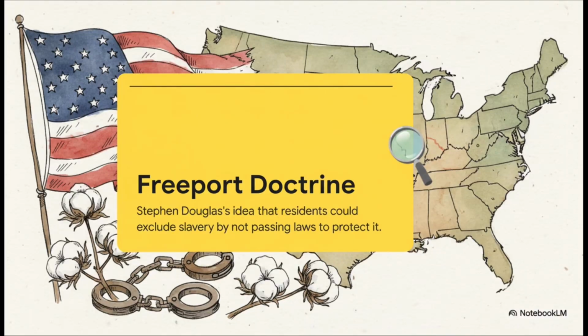This whole thing put Stephen Douglas in a really tight spot. During his famous debates with Abraham Lincoln in 1858, he came up with something called the Freeport Doctrine. It was a clever workaround. He argued that, okay, even if the court says you can't ban slavery, people in a territory could still keep it out by simply refusing to pass the local laws needed to protect slave property.